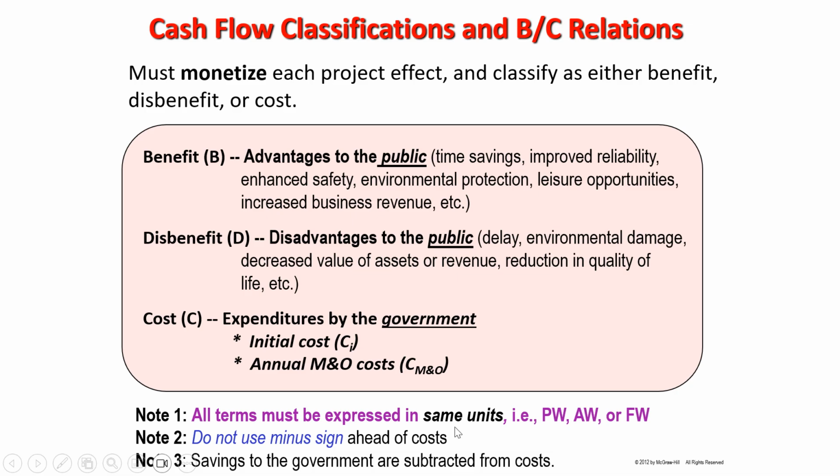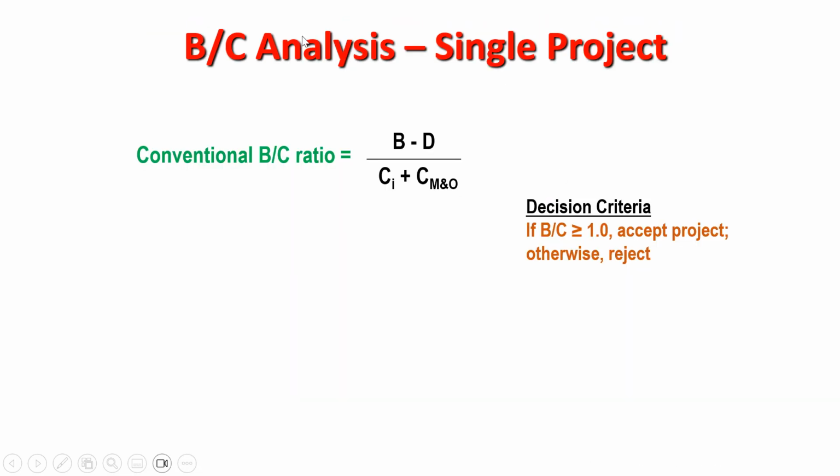And in the formula I'm going to show you, you don't put a minus sign for costs. Costs are already known to be outflows in the formula, so the minus sign is built into the equation for costs. And then if a certain project is going to reduce expenditures by the government, then those are subtracted from the cost. So here is the benefit cost ratio.